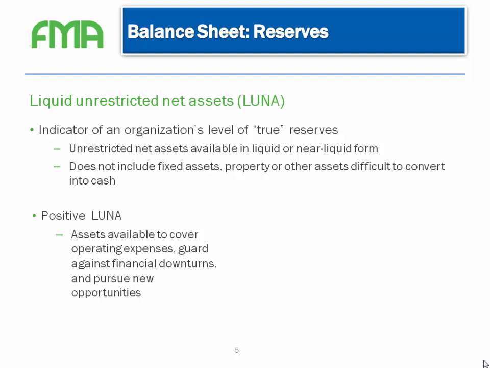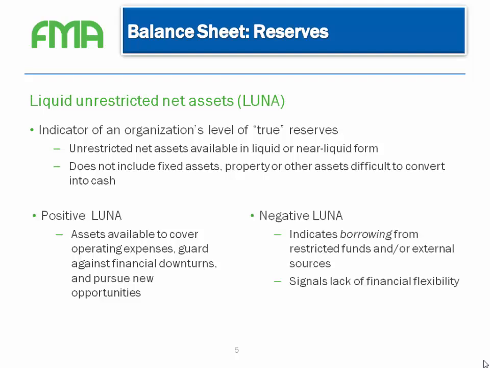If we have positive LUNA, that is our reserve position. That's the assets that we have available to cover operating expenses, provide working capital, and so on. If we have negative LUNA, and that's actually possible, we'll talk about and look at that, that indicates that we have actually borrowed from restricted funds or from external sources in order to pay our expenses. And that shows a lack of financial flexibility. Not many reserves, or really no reserves at all if we have a negative LUNA position.